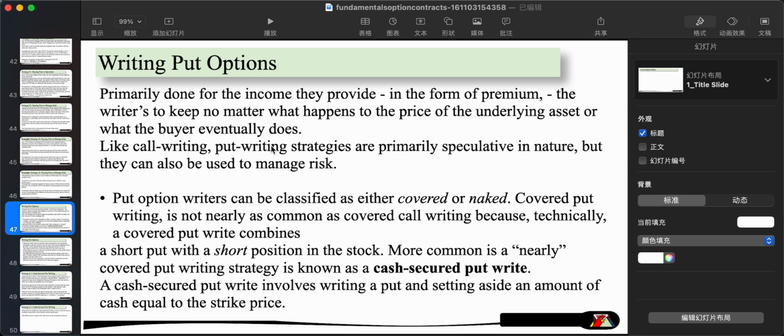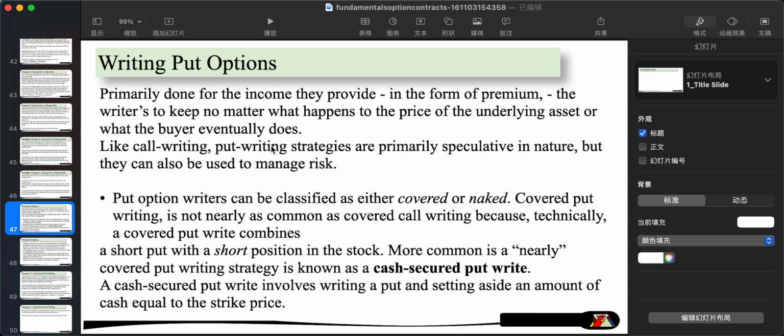So, okay, here we talk about writing put options. That means you're trying to sell put options. This is primarily done for the income they provide in the form of premium. So in a sense, you're trying to collect the insurance premium, the option premium. You try to sell the insurance.